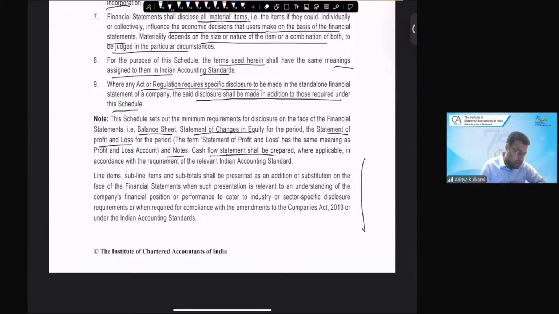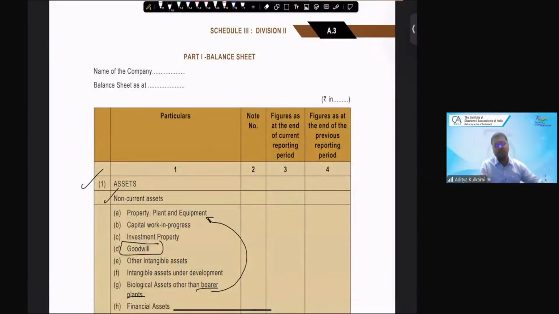All right. The schedule sets out the minimum requirements for the balance sheet, statement of changes in equity, P&L, etc., as well as the notes. Cash flow shall be prepared in line with the requirement of the relevant standard. Subtotals, etc., you shall present in addition or substitution on the face of the financial statements when it is relevant to an understanding or to cater to industry or sector specific disclosures. Okay. So that is the general instructions that we have for the preparation of your financial statements.